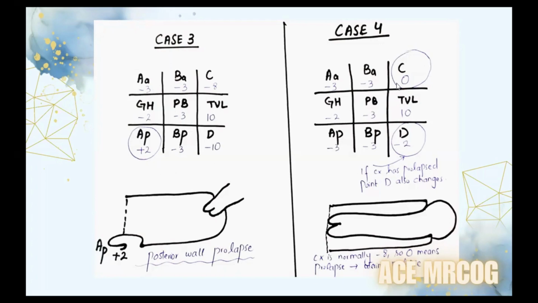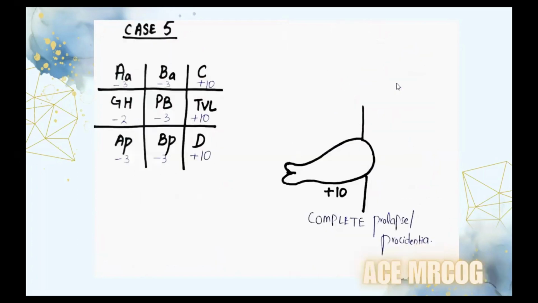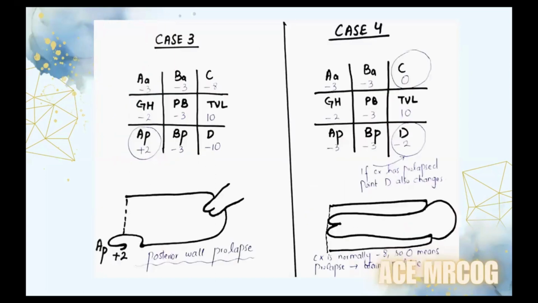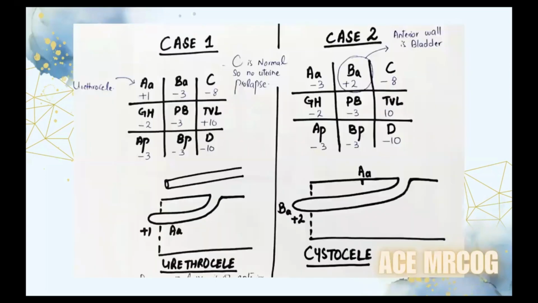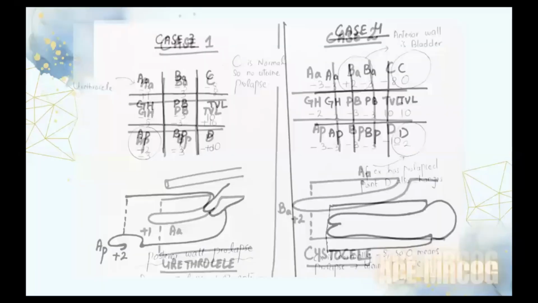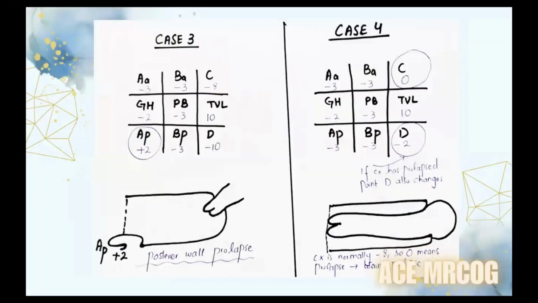I'm going to tell you how we grade it. Here you can see that this is a complete prolapse because all of the cervix is outside and it is +10. The D is +10 as well. So this is the procidentia. I hope everyone is clear about all the 5 cases. I have made all the 5 cases that can possibly come in the exam for interpretation. You just need to remember the normal values of the grid.